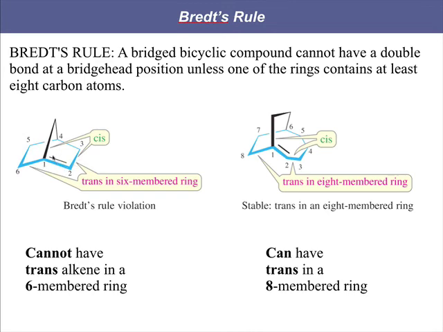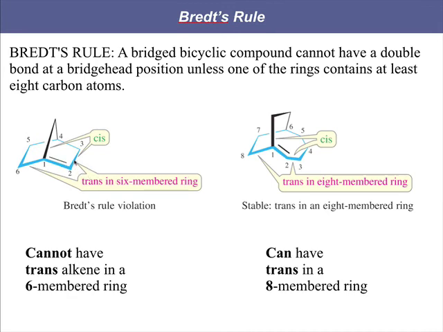Here's why. Here's a structure where we just did that. We've got a bridged bicyclic molecule. Our bridgehead carbons are carbon 1 and carbon 4 here as numbered. And we've got a double bond there. Well, that looks fine. We put a double bond there, great. What's wrong with that? Well, the problem is that when you have a double bond on a bridgehead carbon, notice that we have a trans double bond in a 6-membered ring.